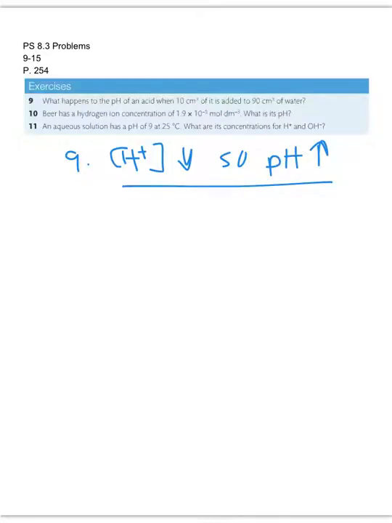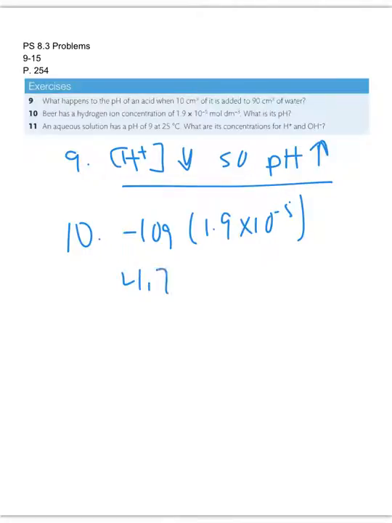Number 10, beer has a hydrogen ion concentration of 1.9 times 10 to the minus fifth. What's its pH? So you simply take the negative log of the 1.9 times 10 to the minus fifth, and if you put that into your calculator correctly, I came up with a pH of 4.72.